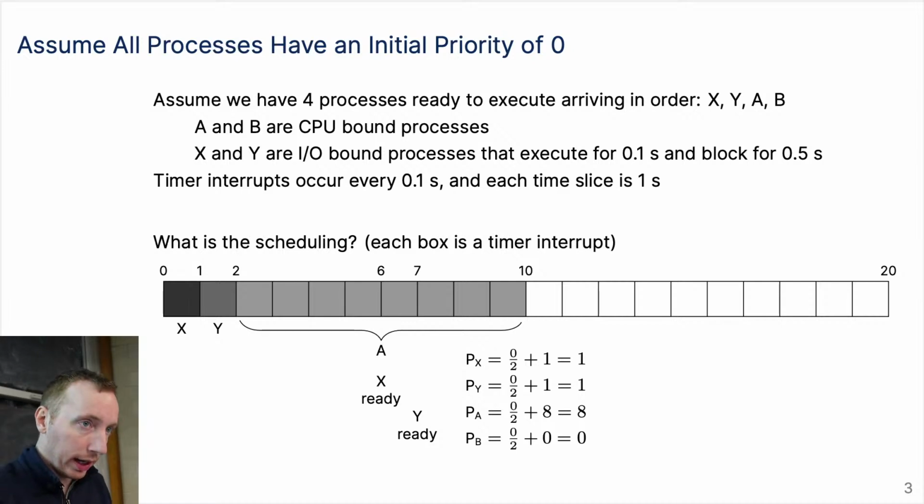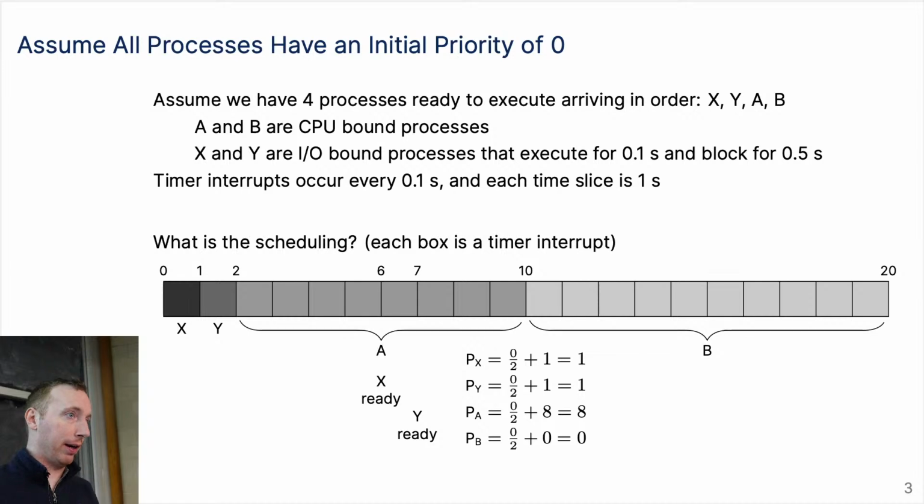So at T10, we get to schedule something else. What are we going to schedule to execute? B. B is the lowest priority. Nothing comes close to it, so B is just going to execute for the entire rest of the time slice. So this is what our schedule is going to look like. It would just be X, Y, A, and then B for the remainder of the time.